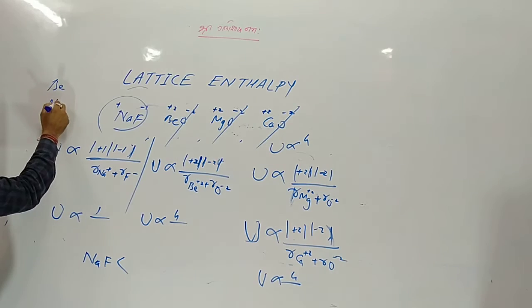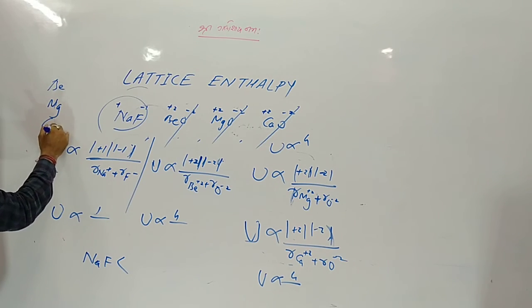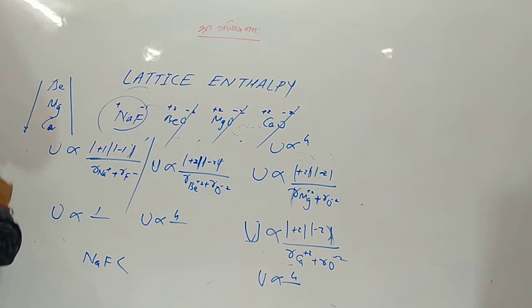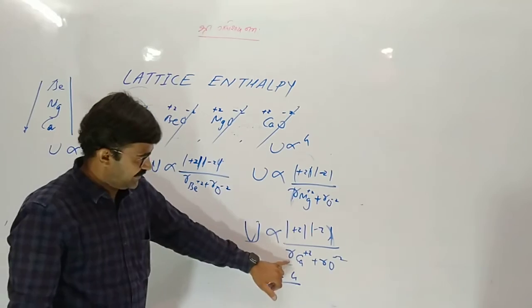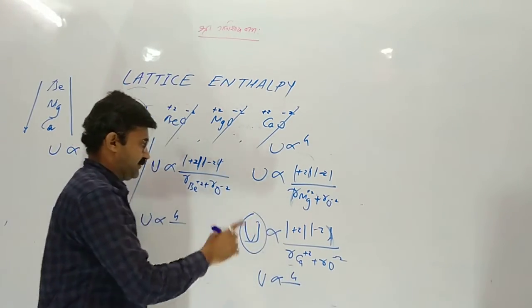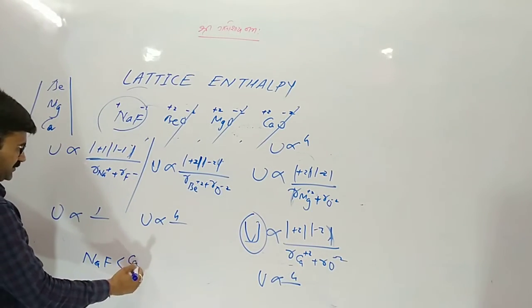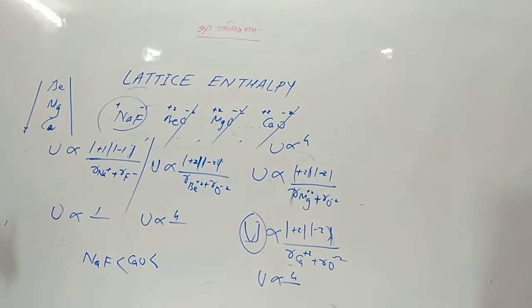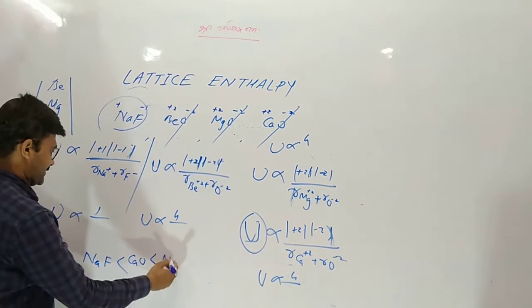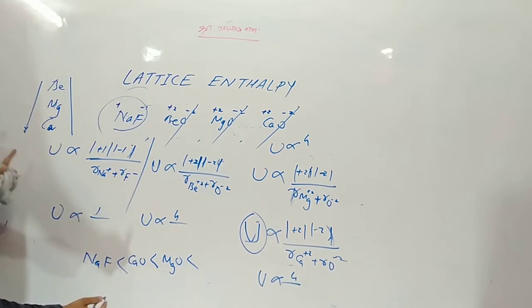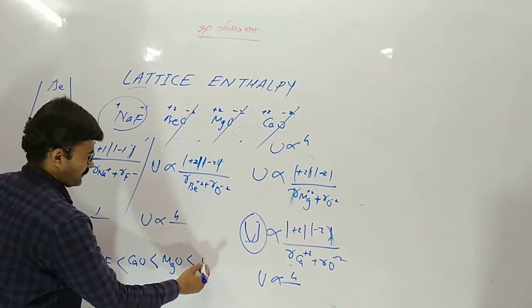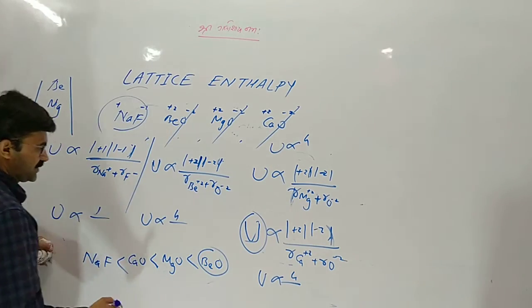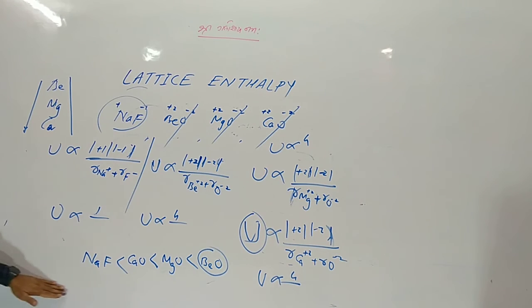Beryllium, magnesium and calcium: from top to bottom size increases. So here the size of calcium is high, so lattice enthalpy is very less. So calcium oxide, then magnesium oxide, then beryllium oxide. So beryllium oxide is the hardest substance out of the 4. Understood?